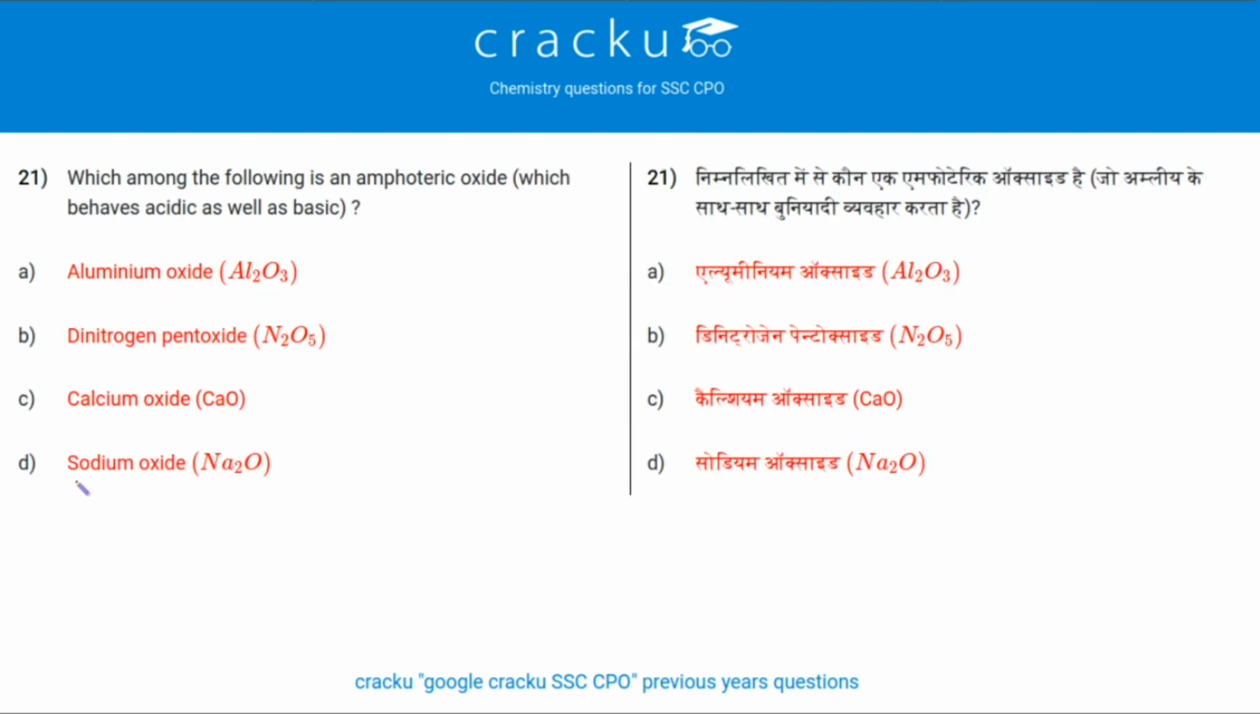Next question. Which among the following is an amphoteric oxide which behaves acidic as well as basic? Okay, amphoteric compounds are molecules or ions that can react both as an acid or as a base. There are many amphoteric oxide examples, but the major metals that form amphoteric oxides are copper, zinc, tin, lead, aluminium and beryllium, with hydroxides depending on the oxidation state of the oxides. So, the only metal here we see is aluminium oxide. So, the answer is option A. Next question.